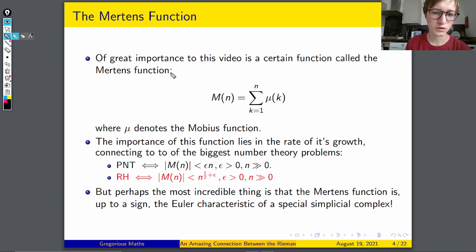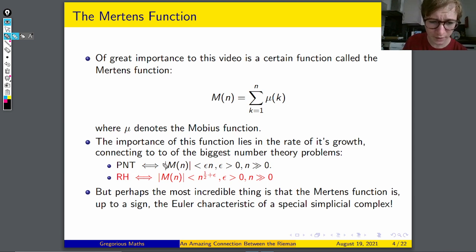Now, the Mertens function is a number theoretic function, and it's defined as the sum from k equals 1 to n of these Mobius functions. Now, the importance of this function doesn't really lie in the exact value that you get. It actually lies in the growth of this function. And when I say importance, I really do mean that the growth of this function is important, because the growth of this function relates to both the prime number theorem and the Riemann hypothesis.